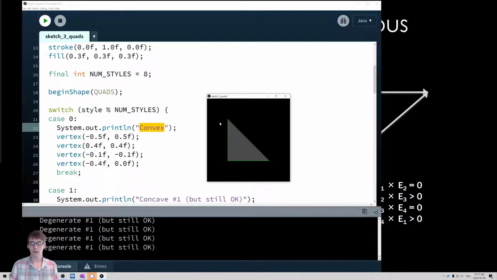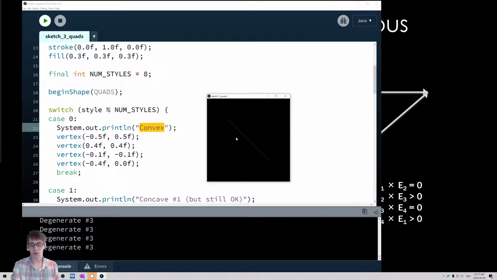And here's a degenerate one that looks like a triangle, but still okay. And here's another degenerate where it's not okay. It filled it in when it wasn't supposed to be. And here's the line, which because we have the stroke turned on, we still see the line, but you'd get nothing in this case if you drew it with just the quad. So we have all these cases, and many of you are probably starting to get confused. Convex worked, concave kind of worked, but not really. Degenerates are kind of random. So what do we do with all this?